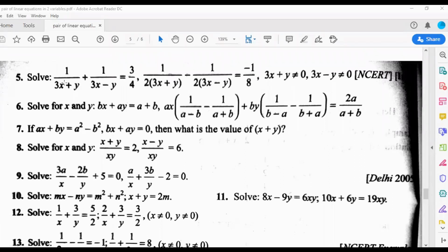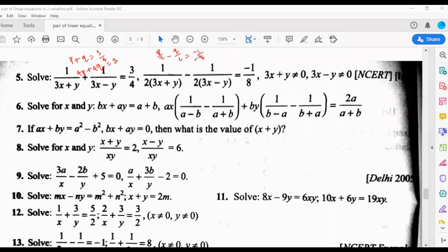So how will the first equation be? p plus q is equal to 3 by 4, and the second one, p by 2 minus q by 2 is equal to minus 1 by 8. Then you can remove the fractions by multiplying. The first one you multiply with 4. So what will you get? 4p plus 4q is equal to 3. The first equation will come like this.